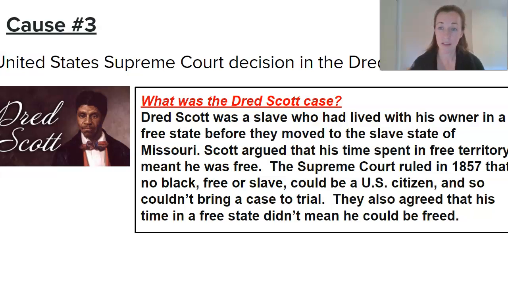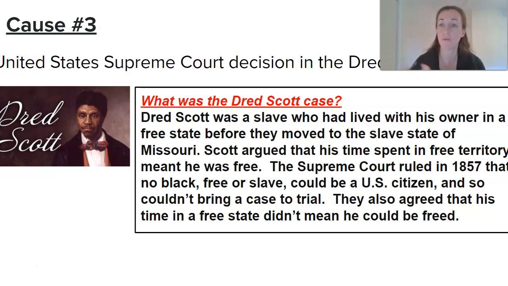Dred Scott was a slave who was born in Virginia, actually, and traveled with his owner around the country. They lived in Missouri for a while. They lived in free states as well, though, Illinois, Wisconsin. And Dred Scott brought to trial his case. He sued for his freedom and said that because he had spent time in a free territory, he should be freed.